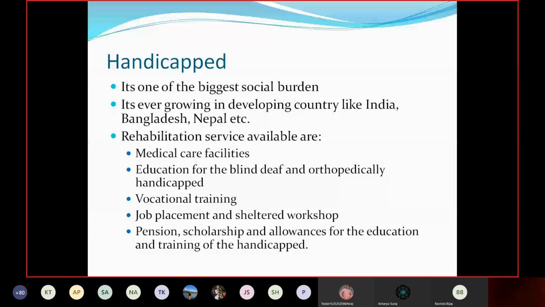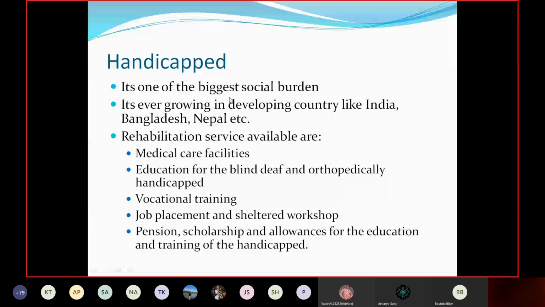So maybe this is jargon used by different social development partners, but a handicapped person is someone who is unable to carry out daily routine works. So it's one of the biggest social burdens, maybe one of the top social problems. Why? I'll tell you why.